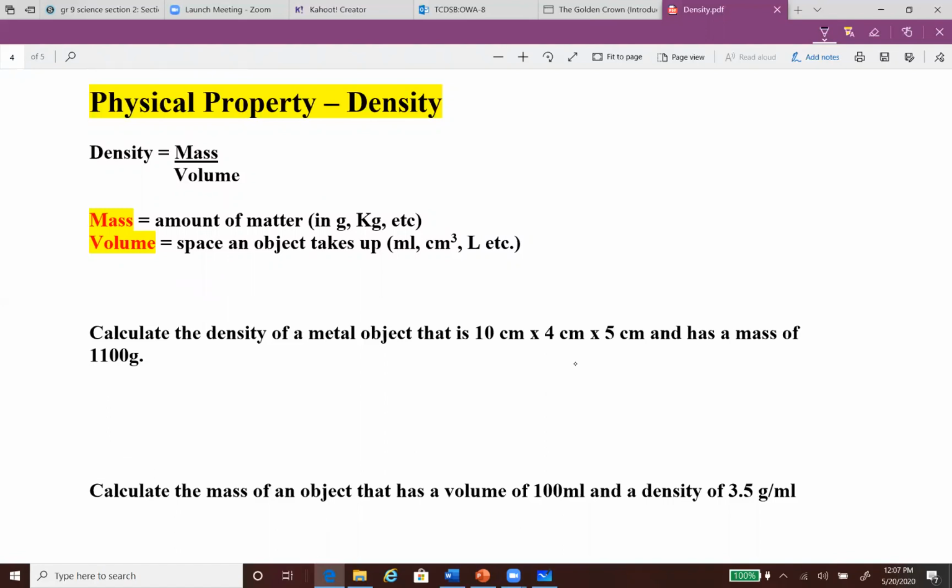Now, it's defined as mass over volume. Let me just admit some people here. Hold on. Okay, two people came. Okay. So density is defined as mass over volume.